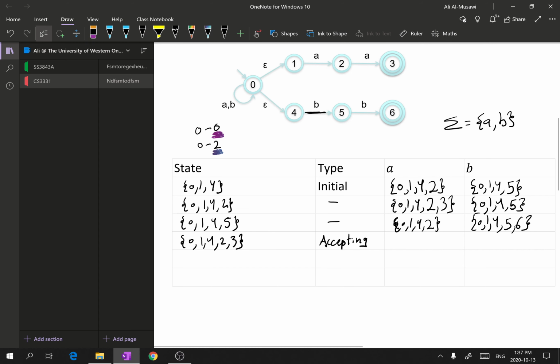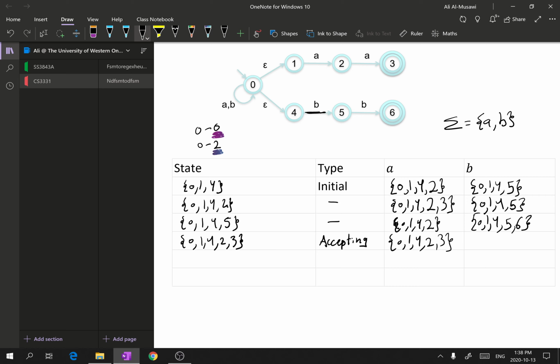Well, we look at 0 again. On A, it goes to 0 plus the epsilon closure. On 1, I go to 2. On 2, I can go to 3. And I skip 4 because you cannot go anywhere from 4 on A. Okay, so that's 0, 1, 4, 2, 3. And I believe that's it, because from 3 on A goes nowhere as well.